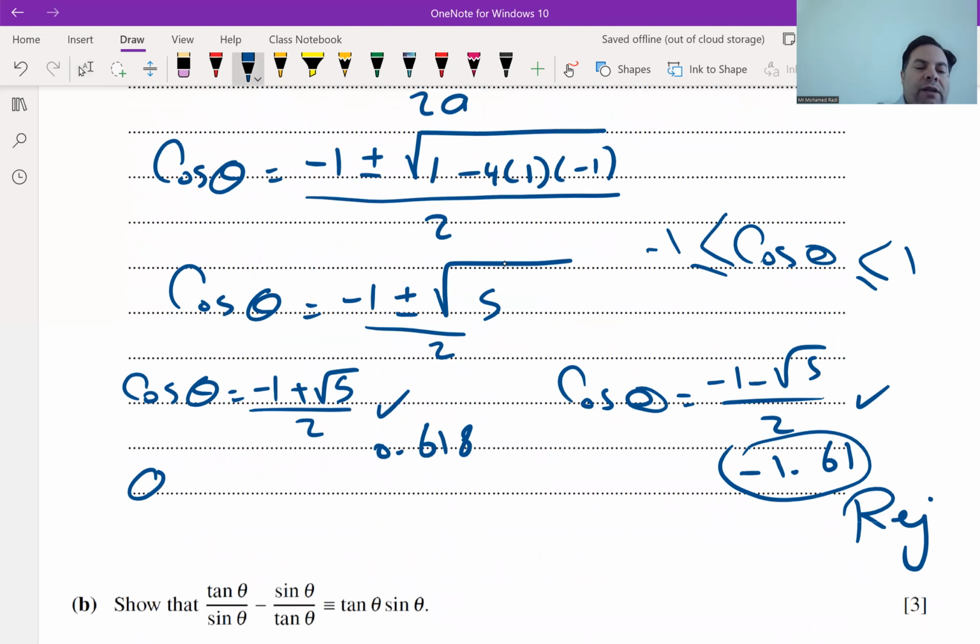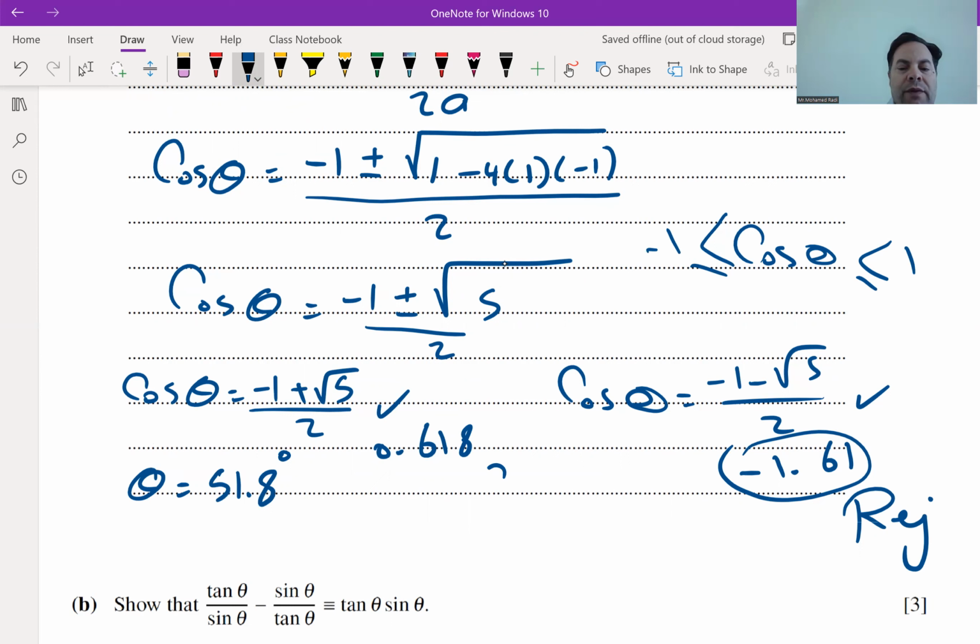Shift cosine to get the principal angle. The first solution is negative 1 plus root of 5 divided by 2. So the answer is 51.8, correct to 1 decimal place.